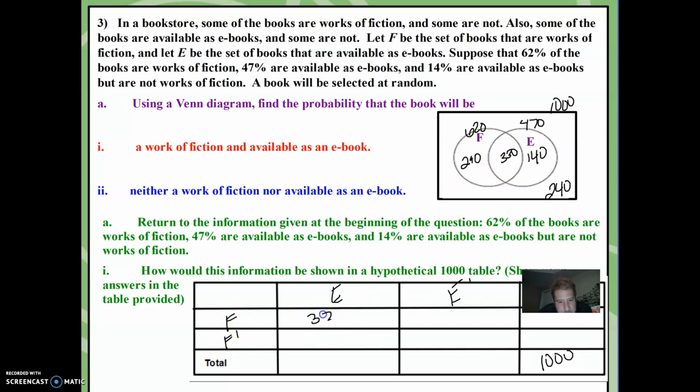There were 330 that were in both. There are 290 that were in fiction but not ebooks. There are 140 that are ebooks and not fiction. And then there were 240 that were neither. These total numbers also go on the outside. Fiction was a total of 620, which makes this 380. And this is 470, which makes this 530.